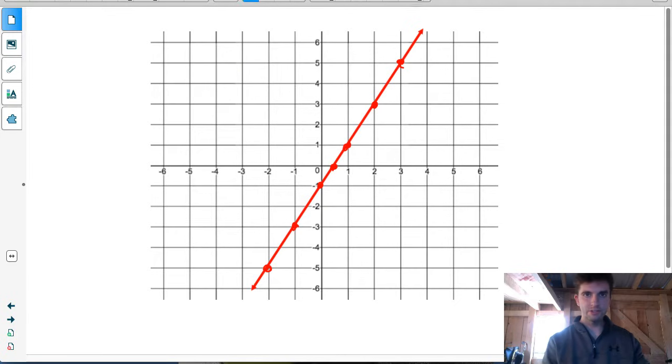So there's what that function looks like. There is the y equals 2x minus 1 function. We're going to use the properties of this function to figure out what the graph of its reciprocal looks like, because that's actually what we're really interested in.